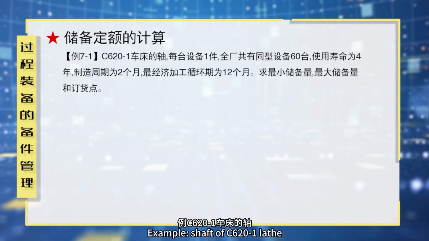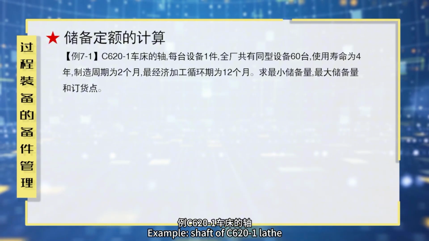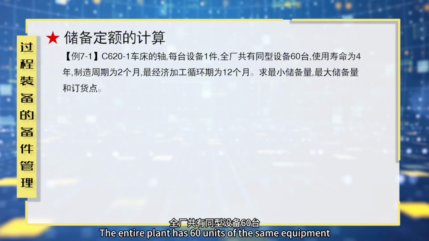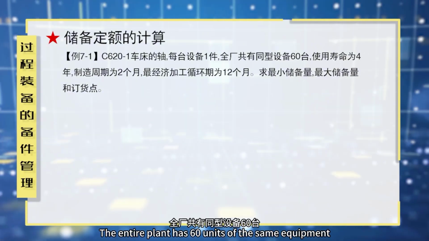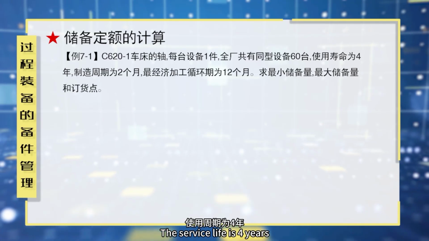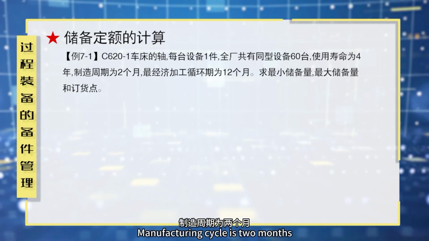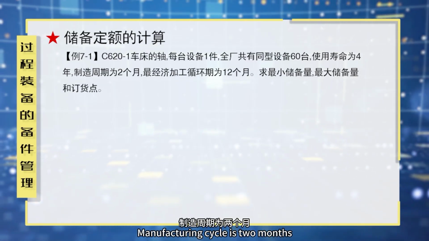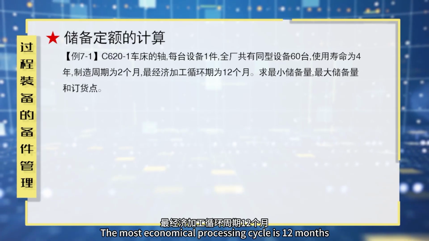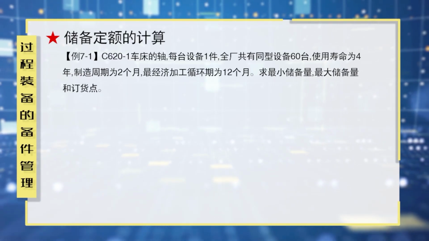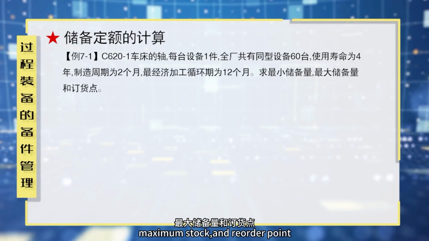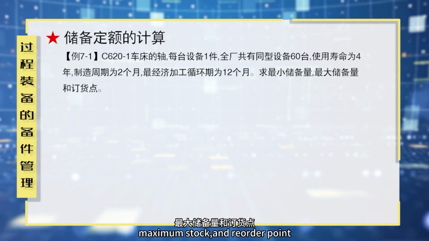Example: the shaft of a C620-1 lathe. 1 piece per equipment unit. The entire plant has 60 units of the same equipment. The service life is 4 years. Manufacturing cycle is 2 months. The most economical processing cycle is 12 months. Calculate the minimum stock, maximum stock, and reorder point.